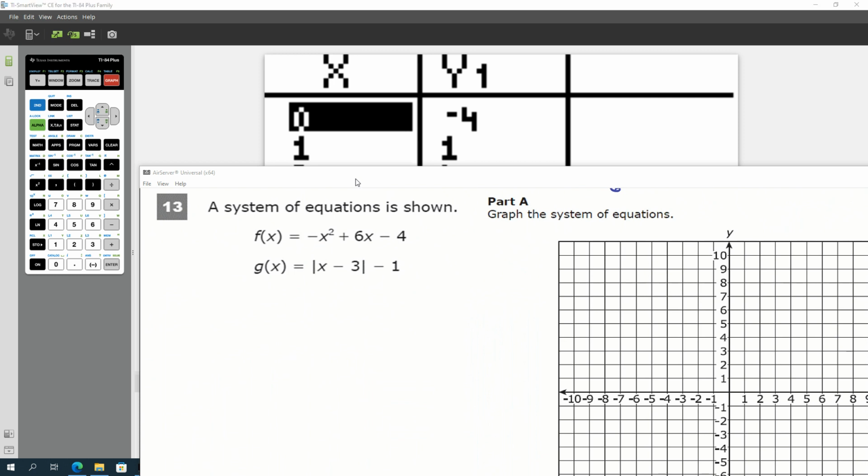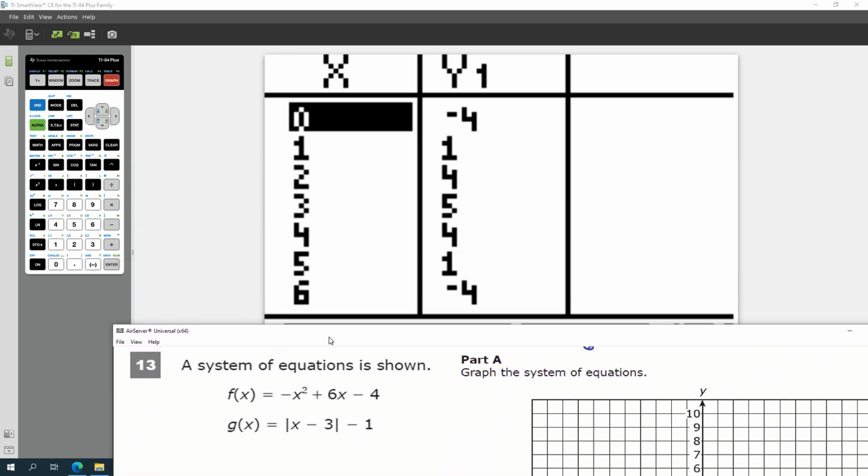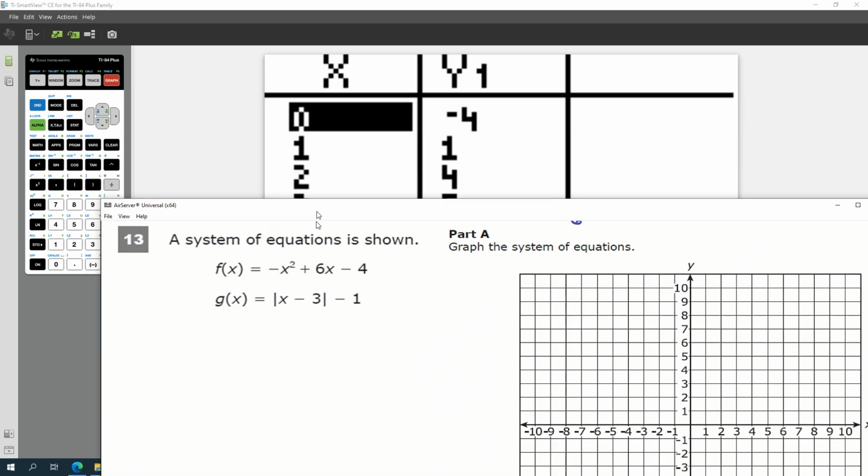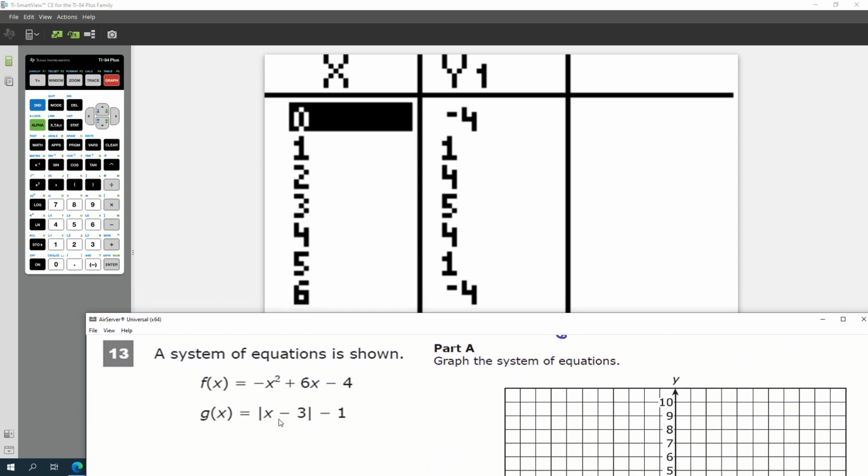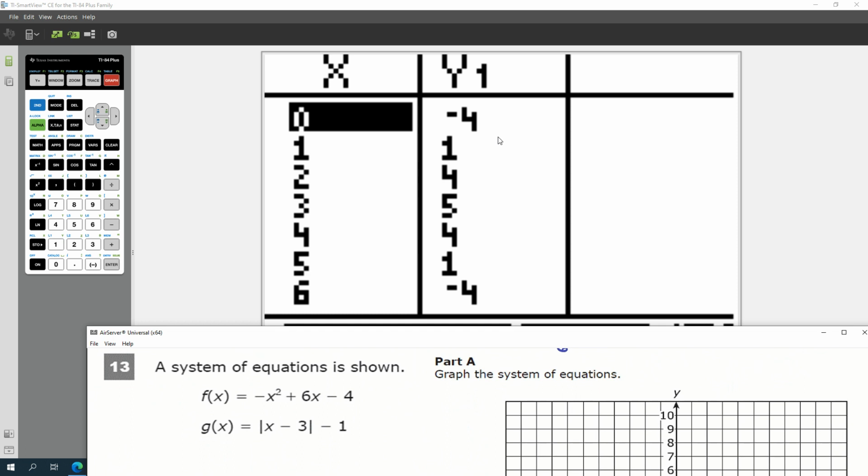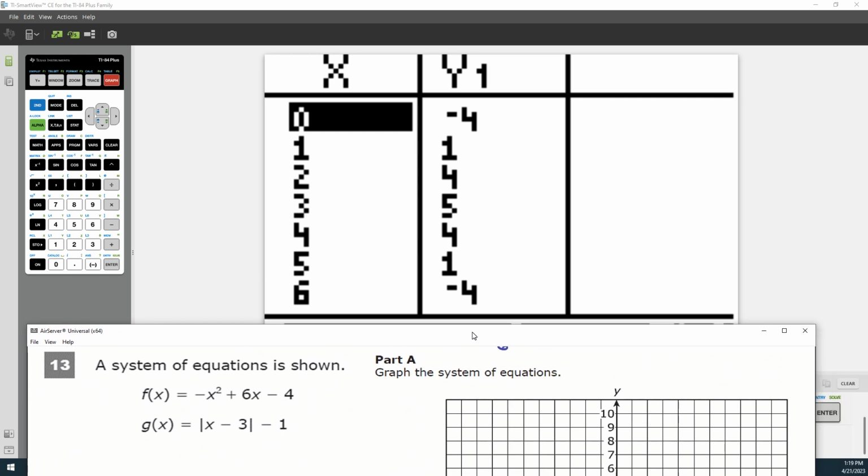All right, that's actually a really good table for this parabola because I can tell my vertex is in the middle. That was just a coincidence. And I know that because the top and bottom are both -4, and then as we go in, they're the same and they're the same. So I'm going to graph those ordered pairs.